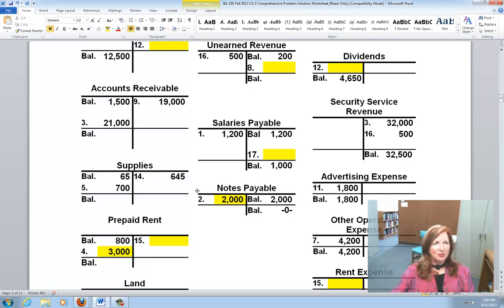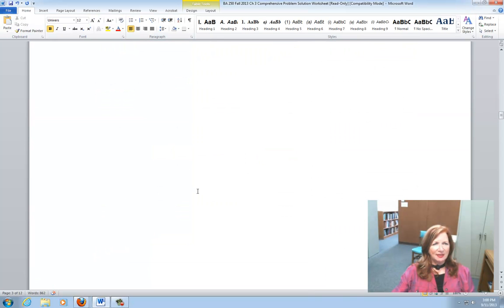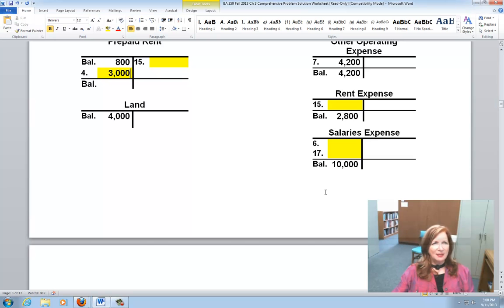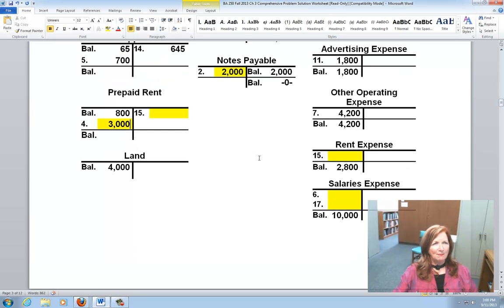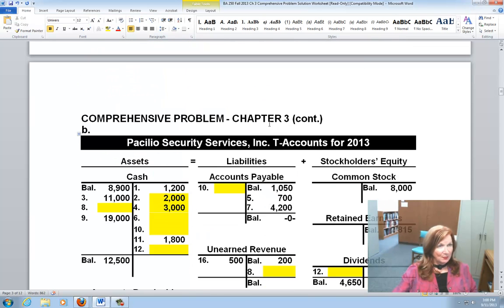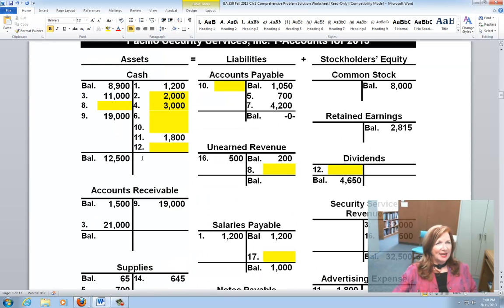Now, once you enter them, then you have to get the account balances. In the balances, some of them I've left in, and some of them I haven't. So you can see some of them you have to calculate. You start up here with the balance in cash, and I left that one in, and it's $12,500. You have to make sure that your transactions matched that $12,500 balance when you're finished. If your transactions don't add up to that, you have to go back and check yourself.